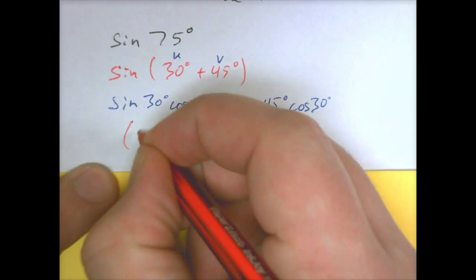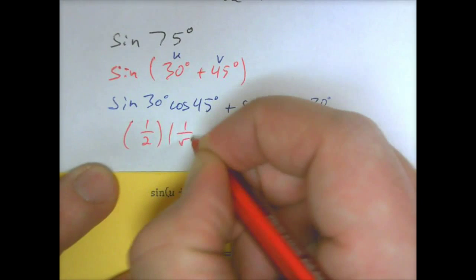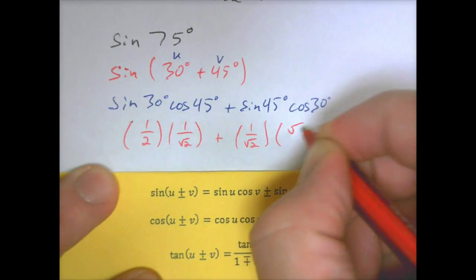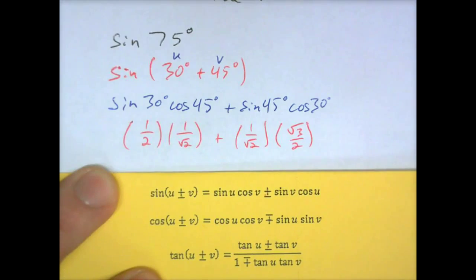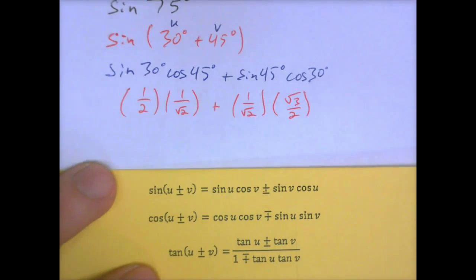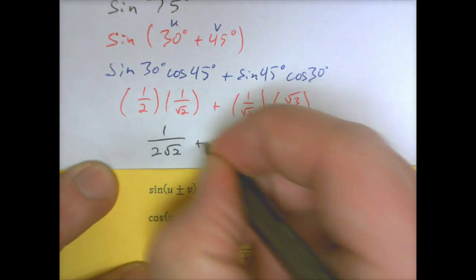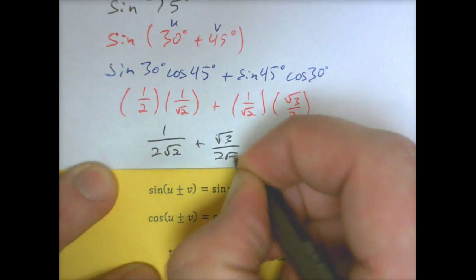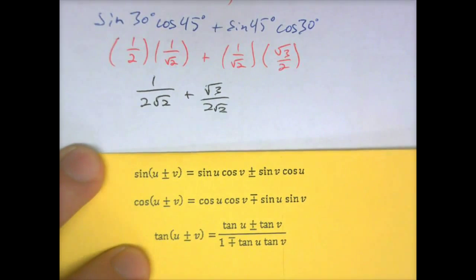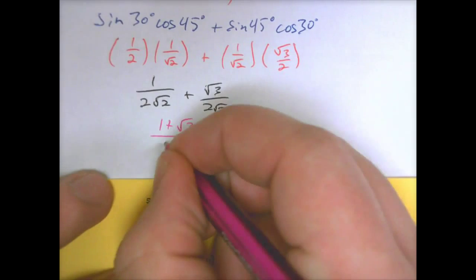Okay, so sine of 30 degrees you can evaluate as 1/2. Cosine of 45 degrees is 1 over root 2, plus sine of 45 is 1 over root 2. Cosine of 30 is root 3 over 2. If you don't remember how to evaluate trig functions, go back and look at 4.3. Then you can multiply: 1 over 2 root 2 plus root 3 over 2 root 2. And then you have 1 plus root 3 over 2 root 2.